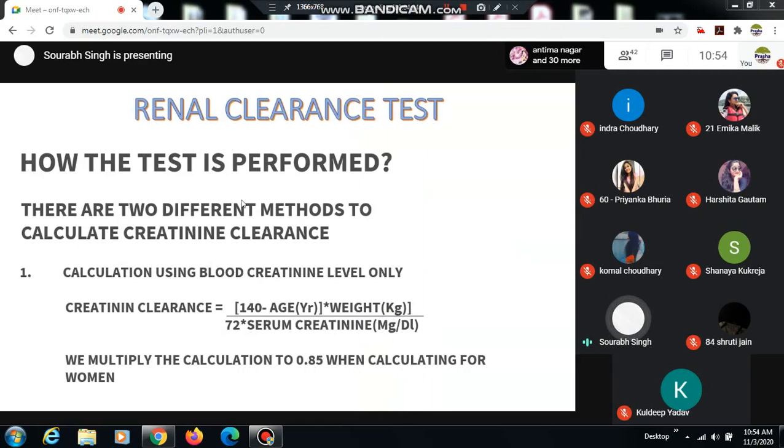There are two ways, as I mentioned earlier. The first way is to calculate just from blood creatinine. The formula is beneath, which will include your age in years, weight in kgs, and serum creatinine level in milligrams per deciliter. We have to multiply the result by 0.85 when we are calculating it for women.